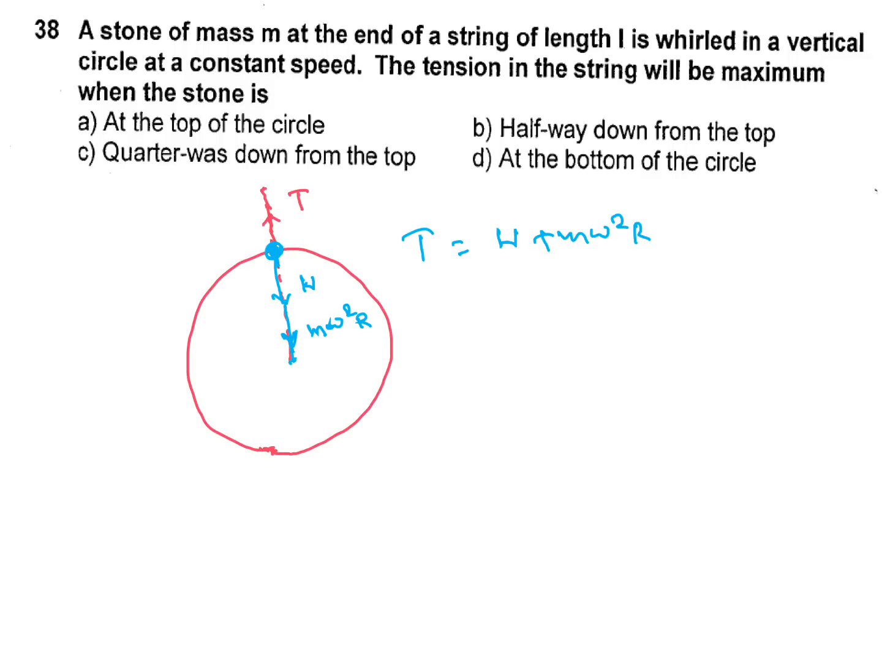But when it comes to the bottom, centrifugal force m omega square r is towards the center, T is upward, and W is downward. In this case T equals m omega square r minus W. So at the top it's maximum. A is our answer.